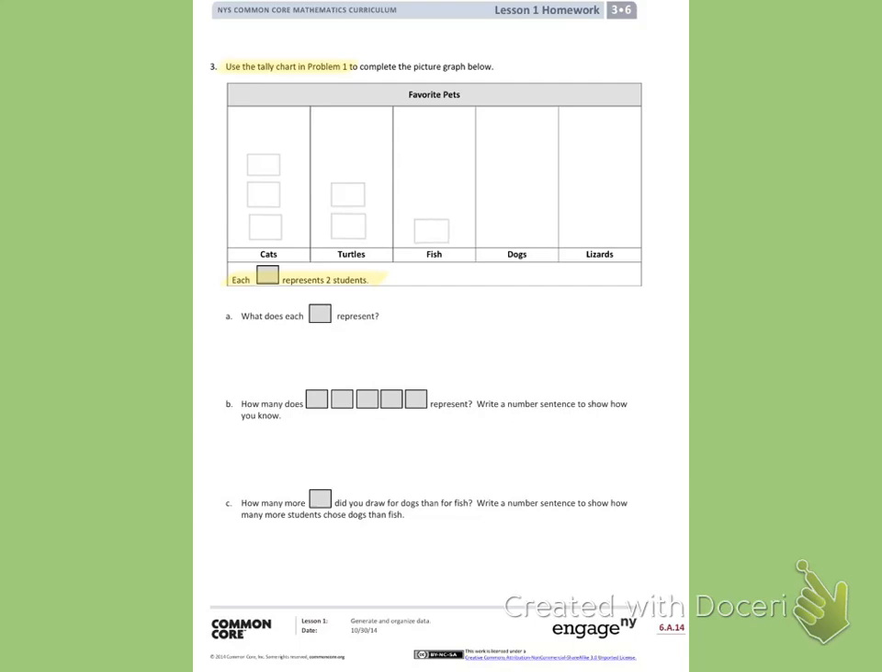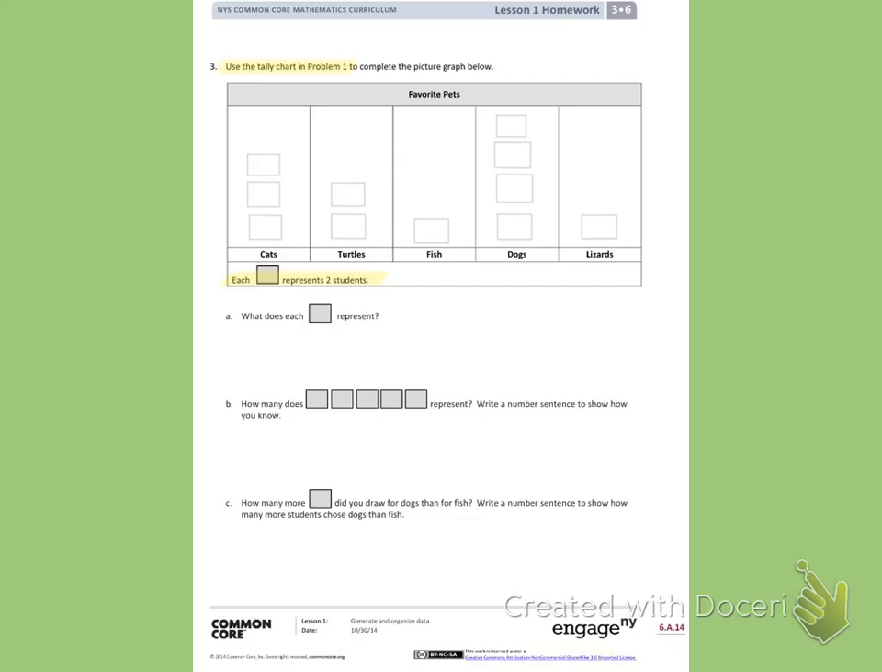2. And 8 people liked dogs. 2, 4, 6, 8. And 2 people liked lizards. 2.